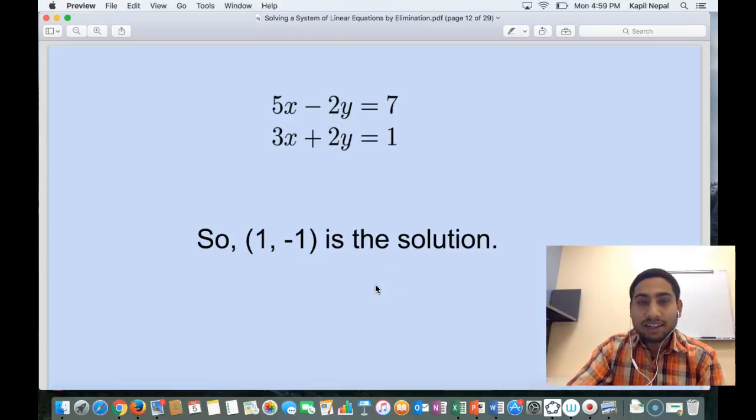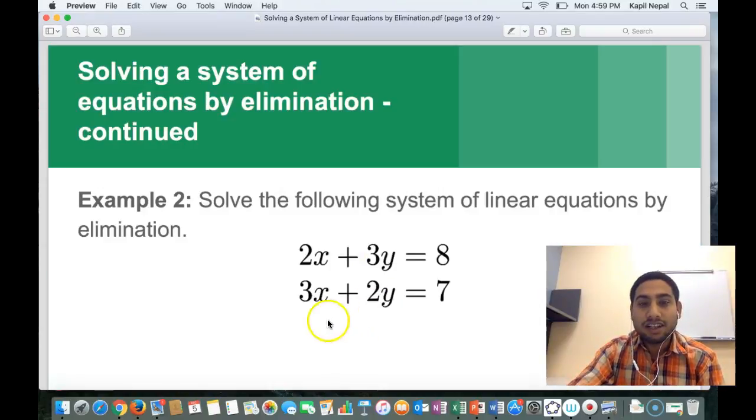Now let's look at another example where the equations are not that nice, meaning I cannot right away cancel either the x terms or the y terms. Look closely, I've got a 2x in the first equation and a 3x in the second one. I've got a 3y in the first equation and a 2y in the second one. So if I add or subtract these equations, I don't cancel either the x or y term.